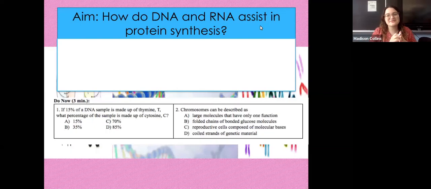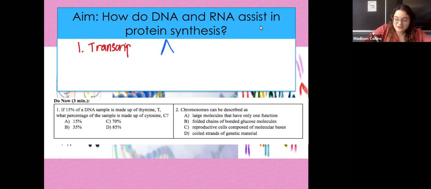Welcome back. This is day 5 of genetics. So today we're going to be talking about how DNA and RNA assist in protein synthesis. Yesterday I told you guys that protein synthesis can actually be broken down into 2 steps. Yesterday we talked about transcription, right? We saw that DNA was copied into mRNA.